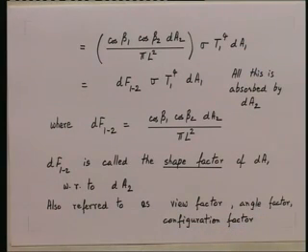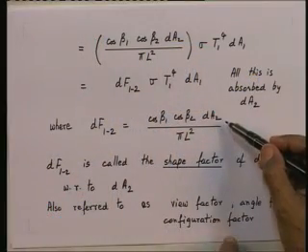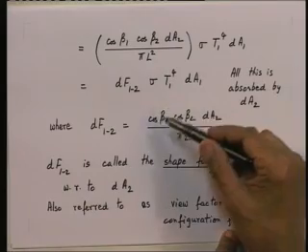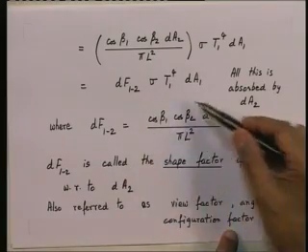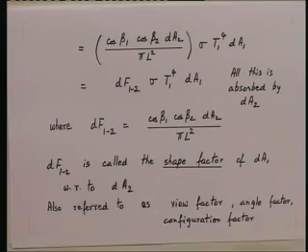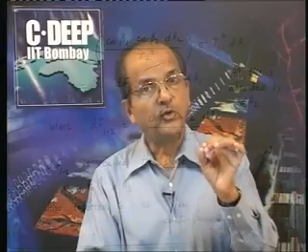The shape factor is also referred to as a view factor, angle factor or a configuration factor. Okay. Now, what does it mean really? That is important. The shape factor, if you go back to the definition here, is the fraction of the radiant heat flow rate from dA1 which is intercepted by dA2. The shape factor is going to be a number between 0 and 1. It stands for that fraction of the radiant heat flow rate emitted from dA1 which is intercepted by dA2.